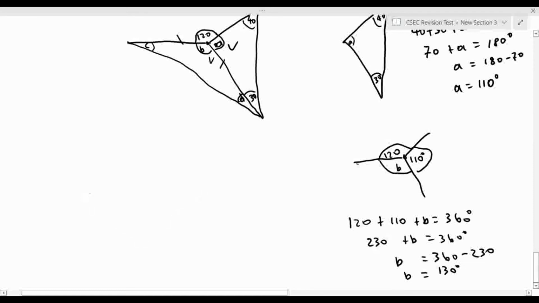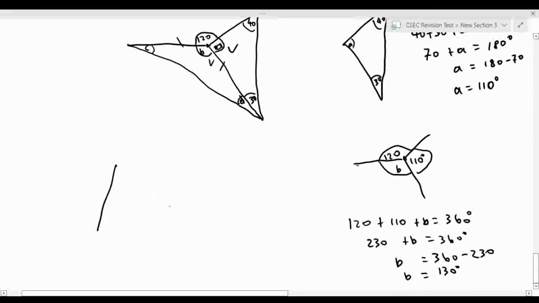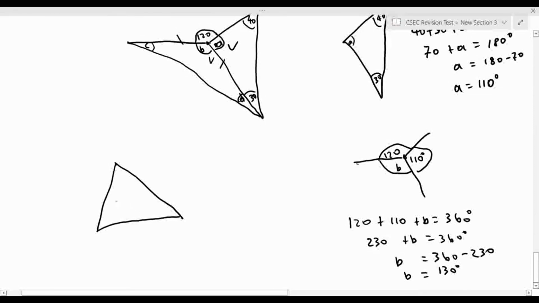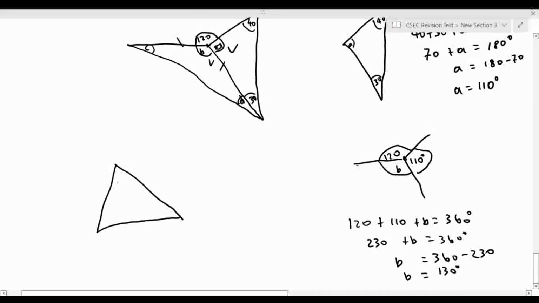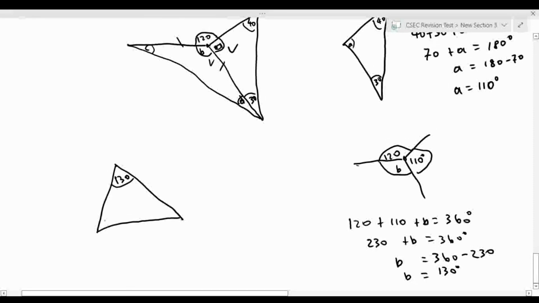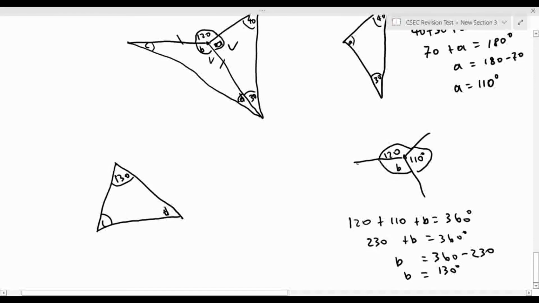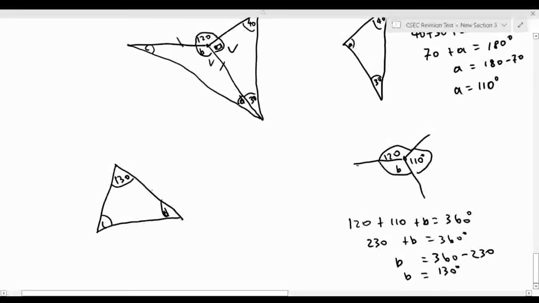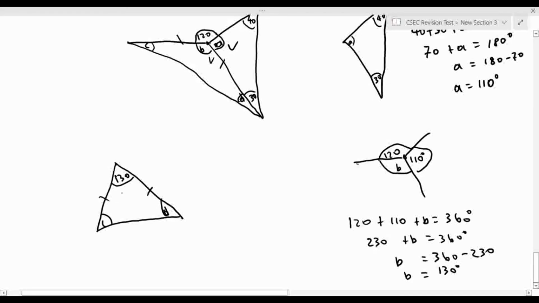Right? Our next shape, right? We found our B to be 130 degrees. We haven't found angle C, and we haven't found angle D. However, we know the properties of an isosceles triangle say that two of the lengths are equal. That's why we see these lines, and two of the angles are equal.